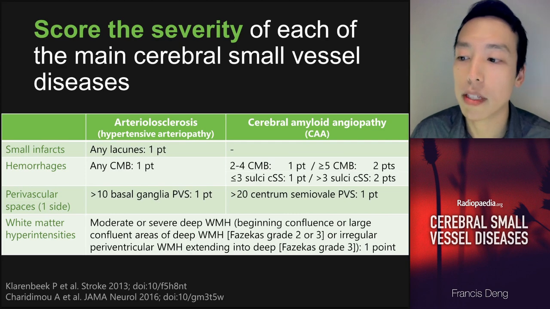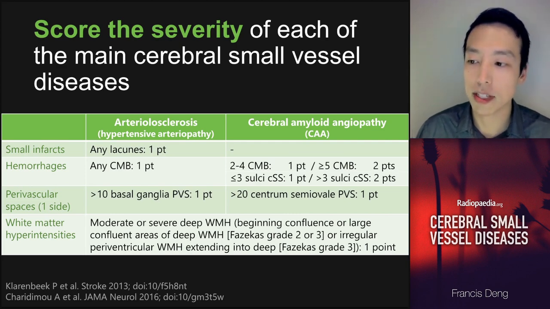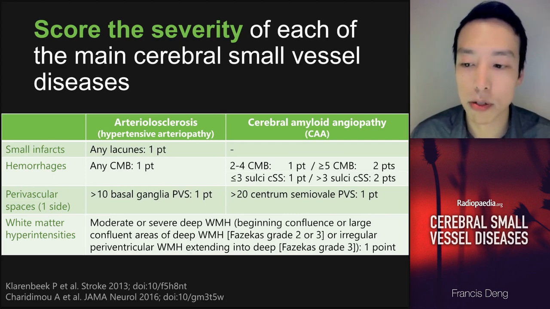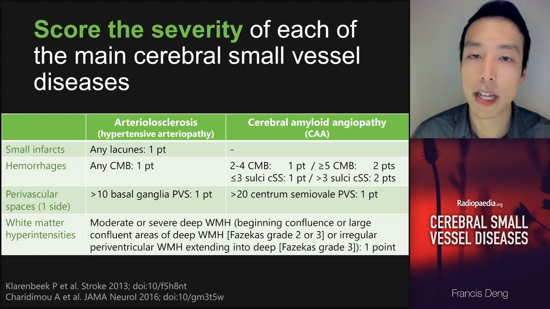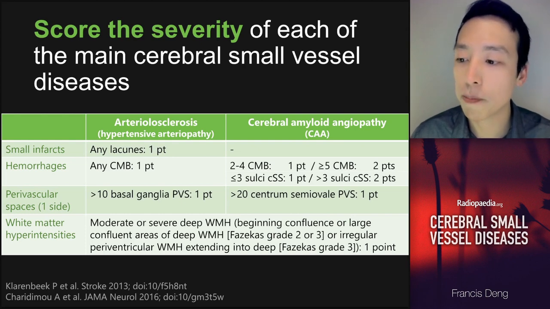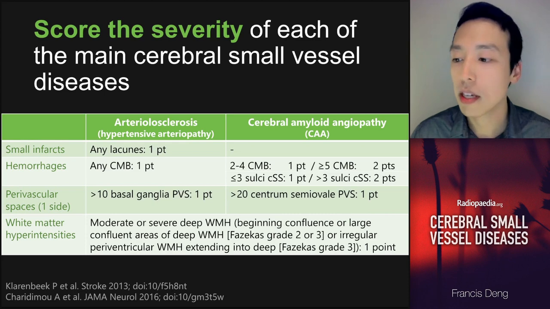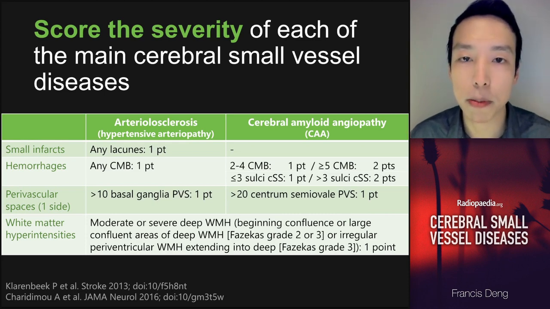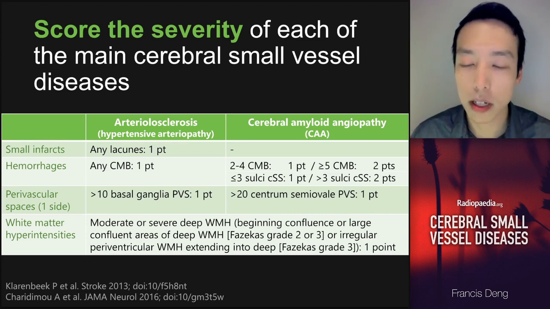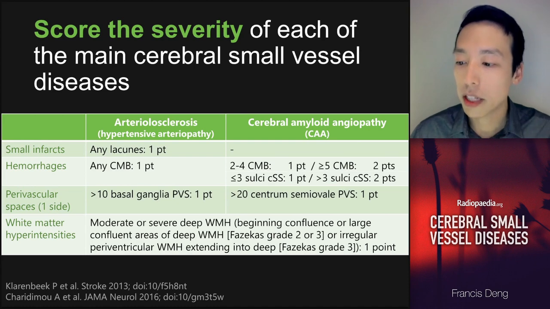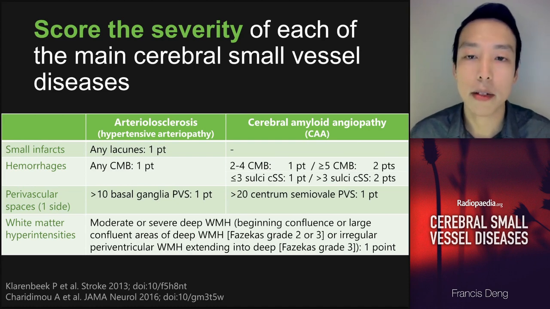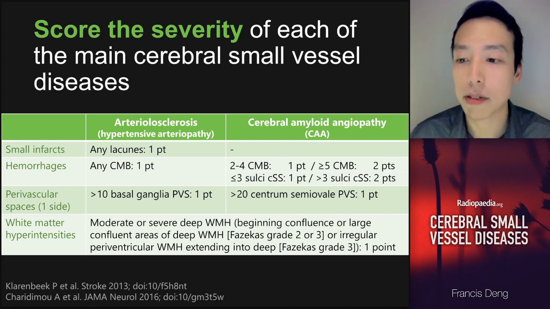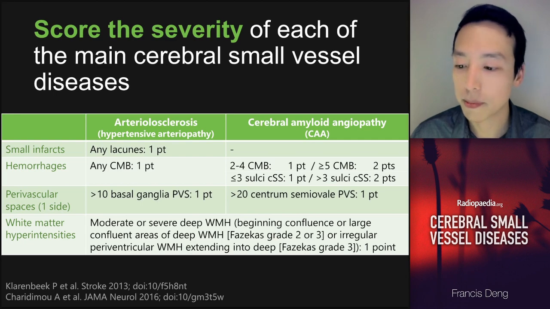Now, in type 1 cerebral small vessel disease, i.e. arteriolosclerosis, there's something called the total SVD score, small vessel disease score. It's a 4-point scale. You get a point if you have any lacunes. You get a point if you have any cerebral microbleeds. These can be deep or lobar. You get a point if you have more than 10 perivascular spaces visible in the basal ganglia of one side.